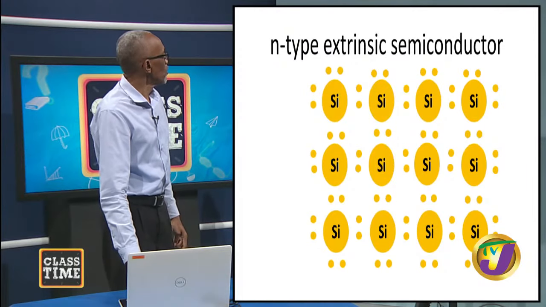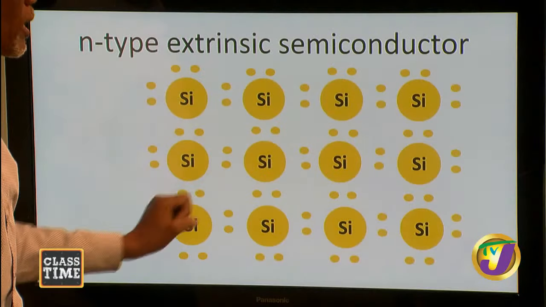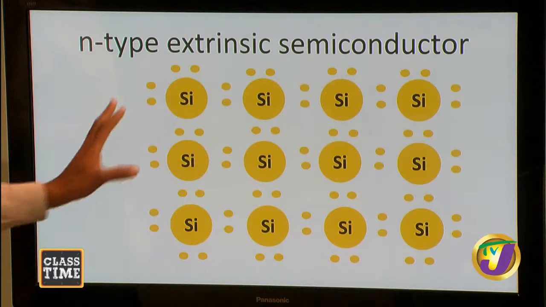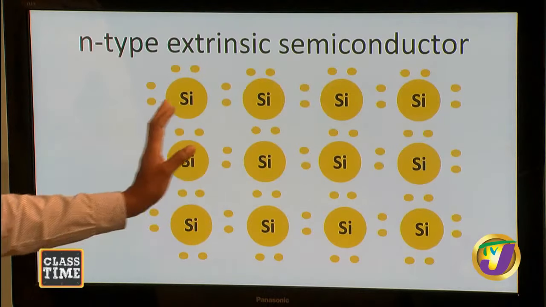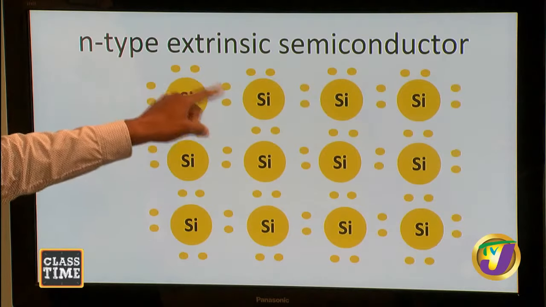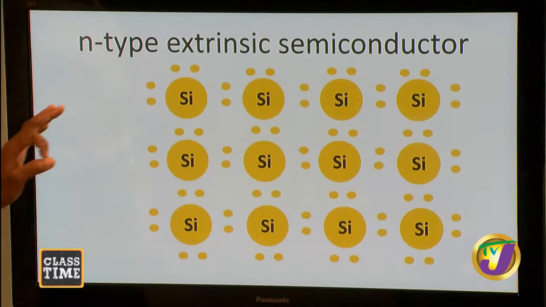All right. So here we have an N-type intrinsic semiconductor. This is silicon. And silicon has this kind of a square lattice structure, quite different from carbon, which has a tetrahedral structure. It is cubical in nature, but this is just one dimension. And these are the valence electrons. Each silicon has four valence electrons.